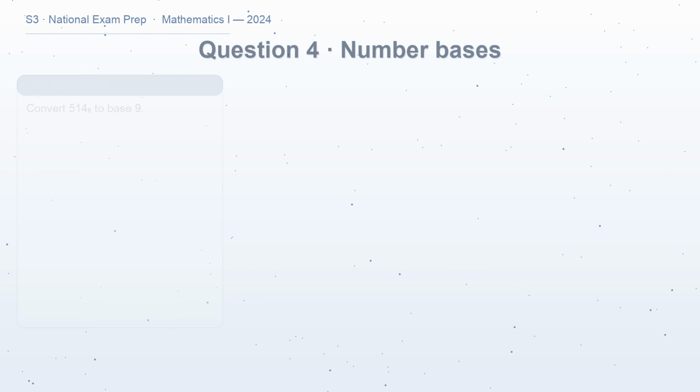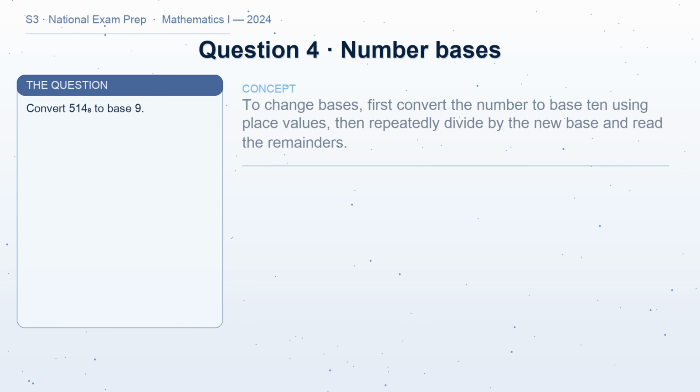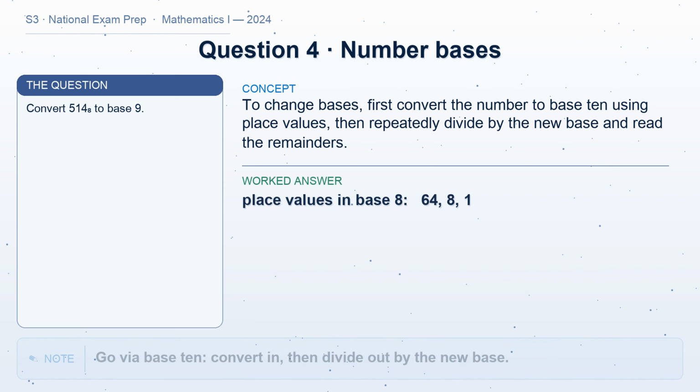Question 4. Convert 514 in base 8 to base 9. The safest route is to go through base 10. First convert into base 10 using place values. In base 8, the columns are 64, 8, and 1. So 514 is 5 times 64, plus 1 times 8, plus 4, which is 332.